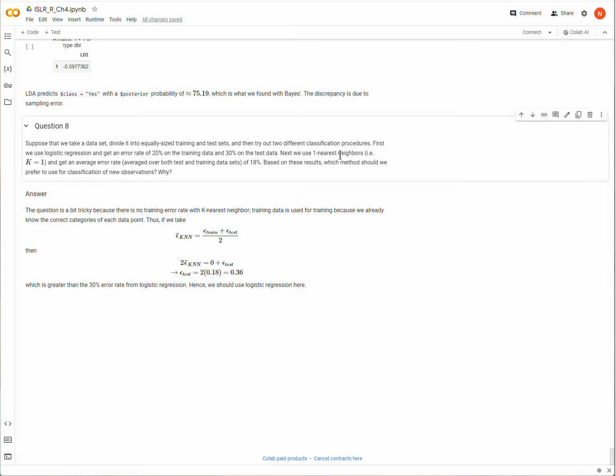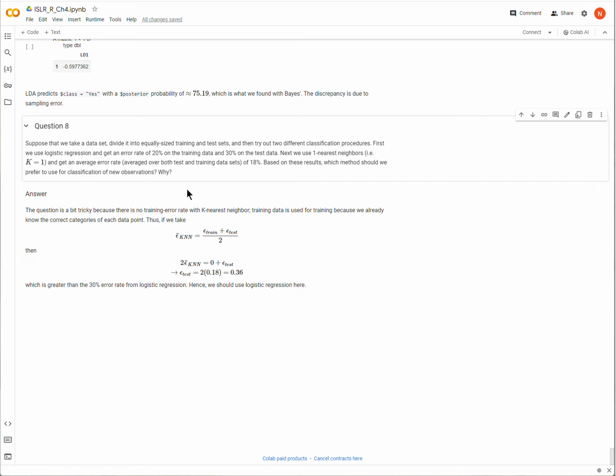And then when we go to k nearest neighbors, we get an average error rate, averaged over the training and test data, of 18%. Which method should we prefer for classifying new observations? Okay, and why?